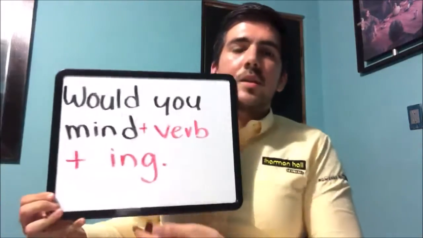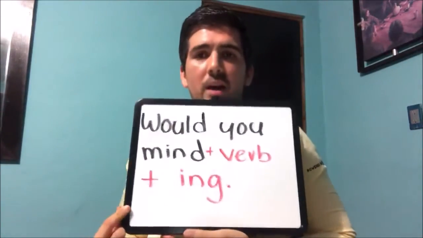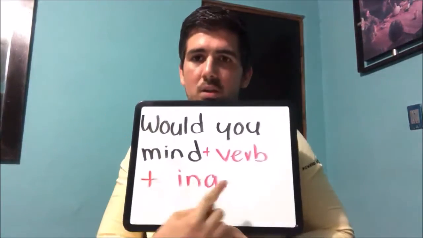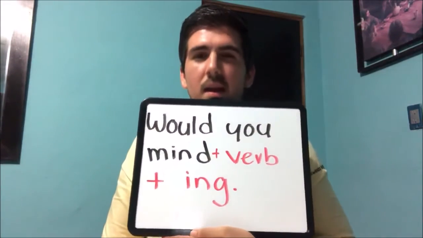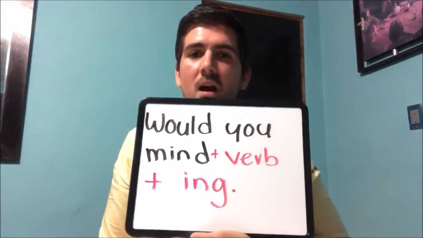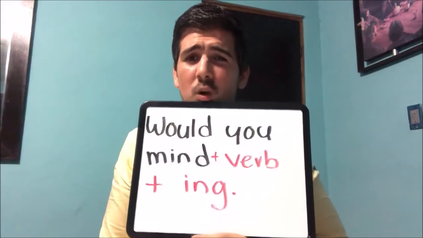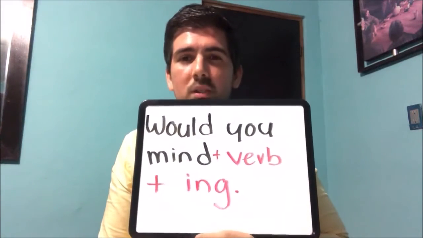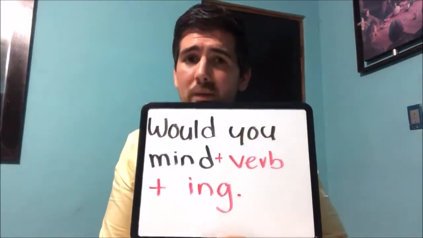Now, the second question that we have in this conversation strategy is, would you mind? We use would you mind when we want somebody to do something, or when we ask somebody to do something. Let's try with some examples. So this is the formula we are going to follow. Would you mind plus verb plus ing. Let's try with some examples. Would you mind turning off the air conditioning because it's cold now? Would you mind closing the door? Would you mind opening the window?